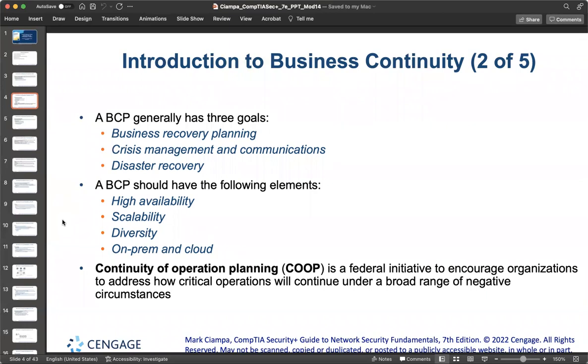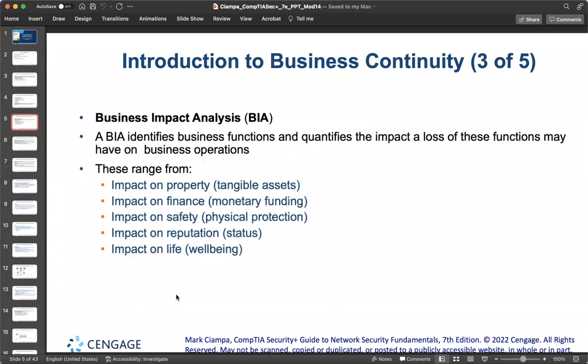Continuity of Operation Planning, or COOP, is a federal initiative to encourage organizations to address how critical operations will continue under a broad range of negative circumstances, including the national and international crises that may happen in case of any kind of exposure to the threats.